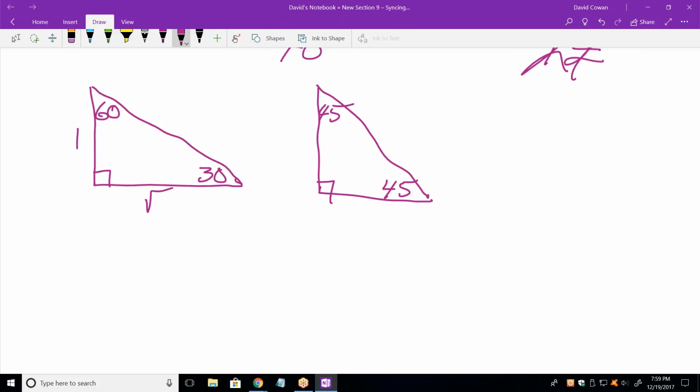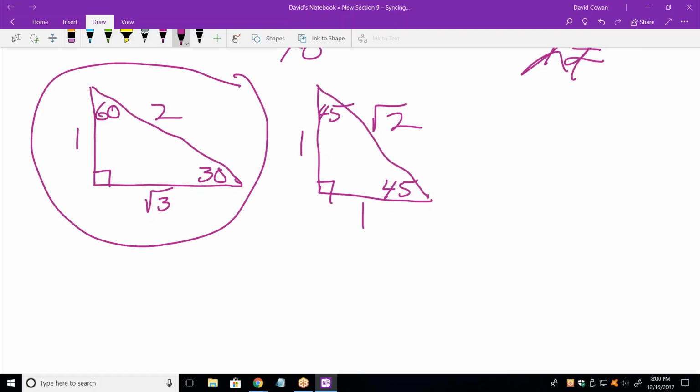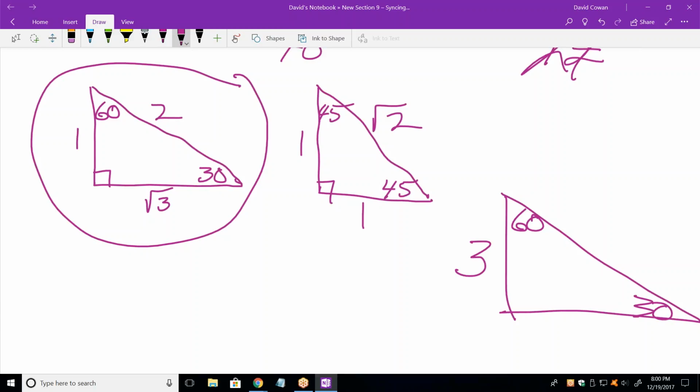That's square root of 3. That's 2. That's 1. That's 1. That's square root of 2. What you want to do is memorize the dimensions. The reason is, what if I give you a triangle and I say it's a 30-60 triangle and that side is 3? Give me the other two sides.